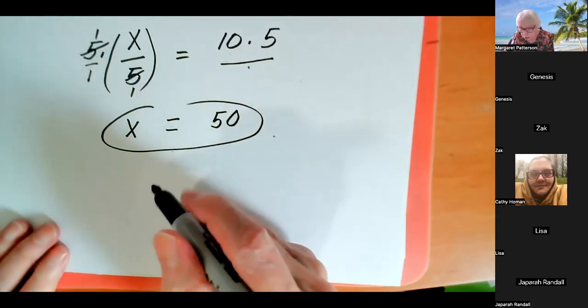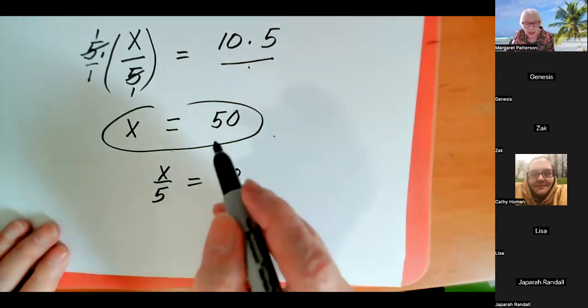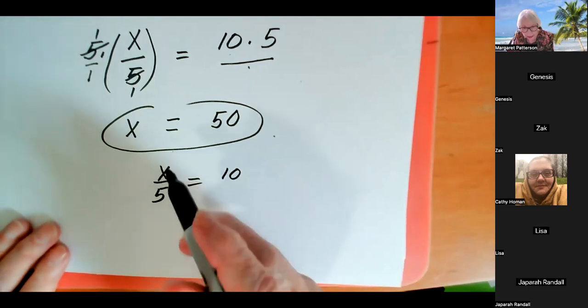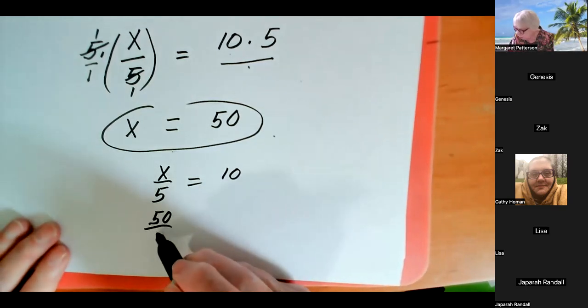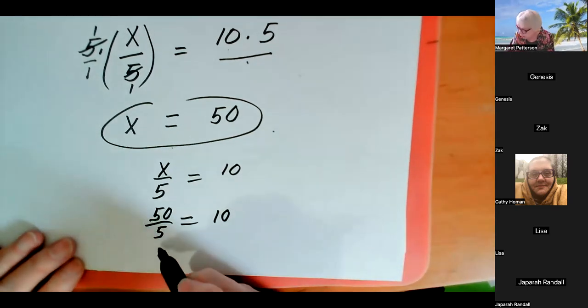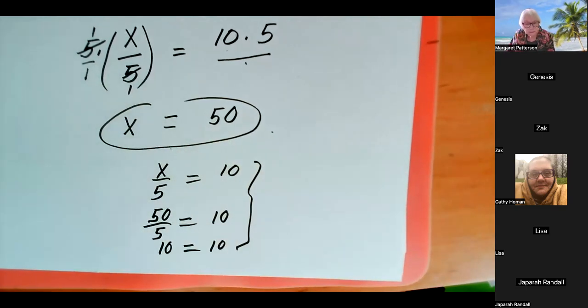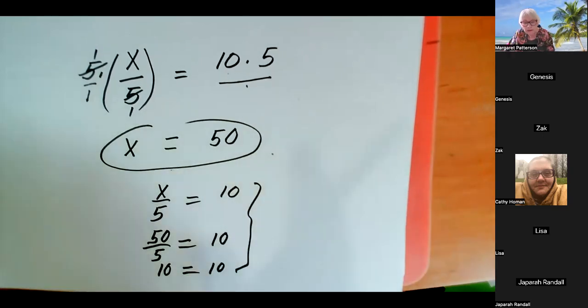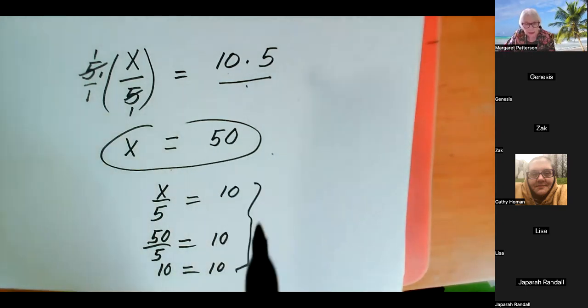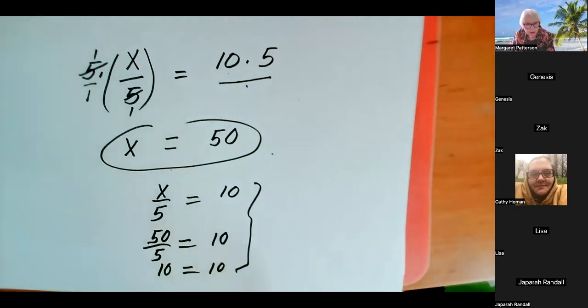If you go back to the original problem, X over 5 equals 10, and you put 50 in place of X, so that's 50 over 5. Does that equal 10? I think so. So this is the check. And once in a while you have this bad feeling, I think I made a mistake. Oh no, oh no. So you take the answer and you put it in to the original X and see if it's any good. And chances are you were okay.